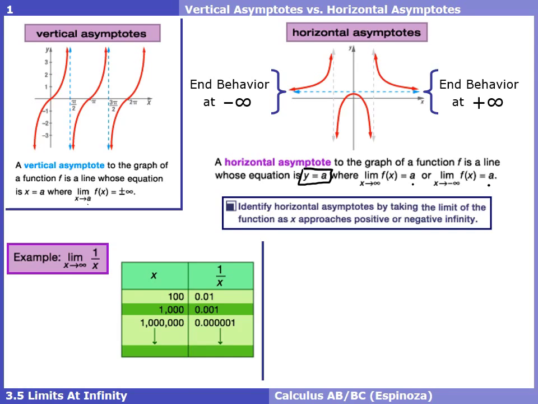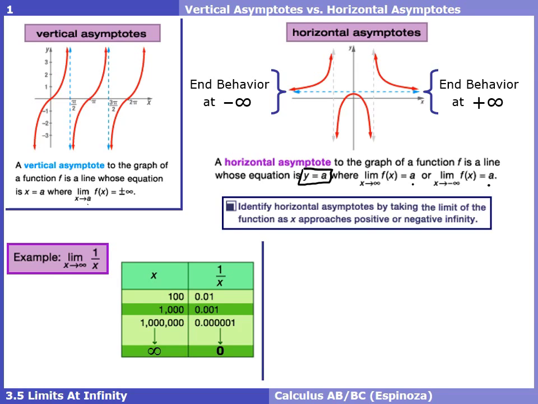Well, I'm going to start off with x being 100. If you plug 100 into 1 over x, you'll get 0.01. If you plug in 1,000, you'll get 0.001. If you plug in 1,000,000, you'll get 0.000001. Ultimately, what you should see in this pattern is that as x grows to infinity, as x gets bigger and bigger, this overall fraction is shrinking. And it's shrinking down to what number? Well, it's shrinking down to 0.